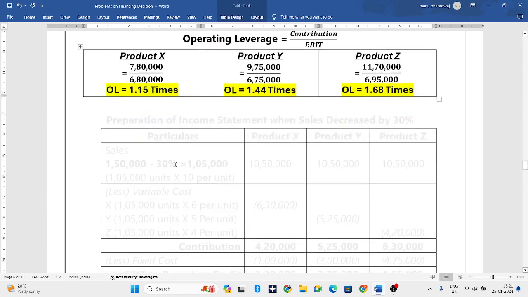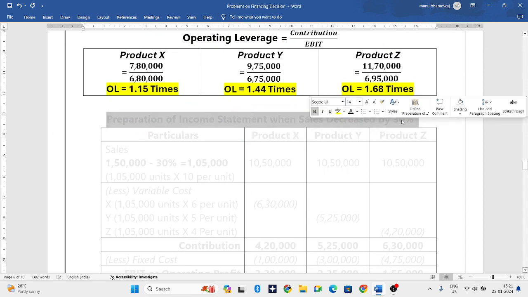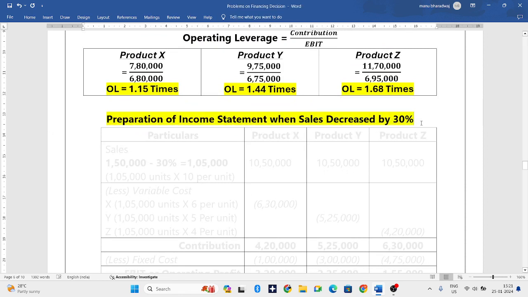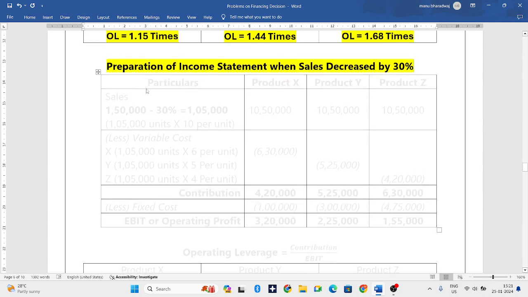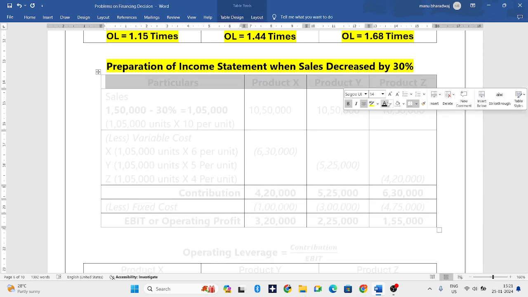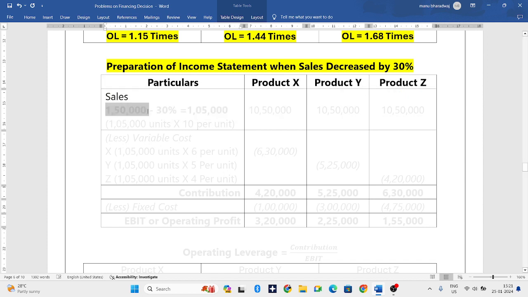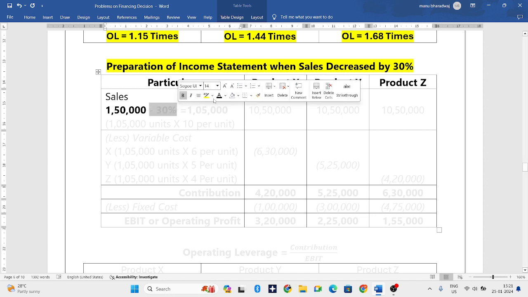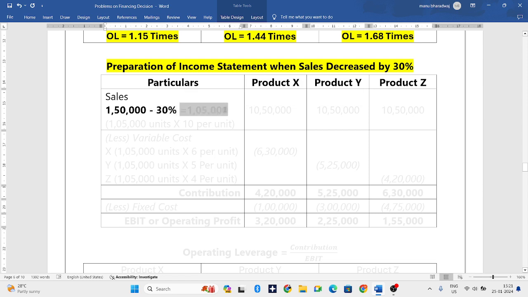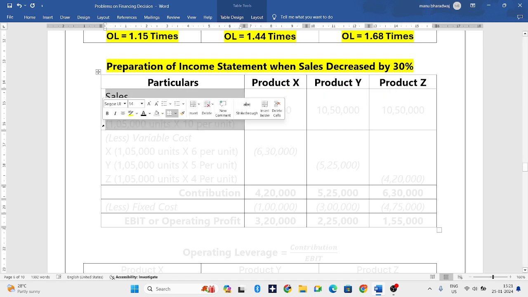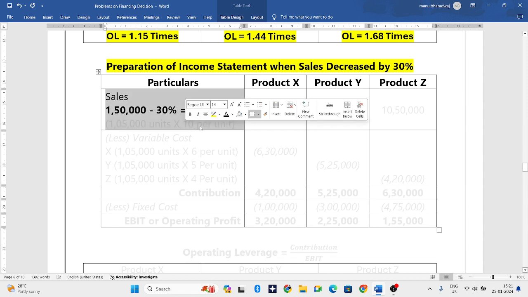Suppose they have a third case also. If sales are decreased by 30%, then we have to prepare the income statement again. First we have to calculate sales. Actual sales was for 1,50,000 units, decreased by 30%. So minus 30%, we will get 1,05,000 units.